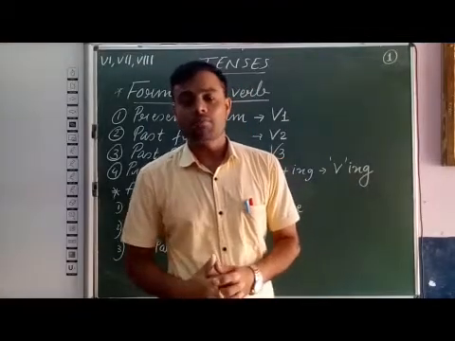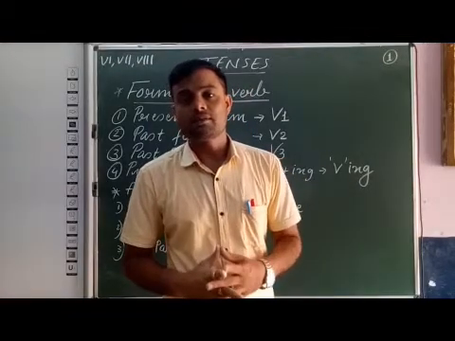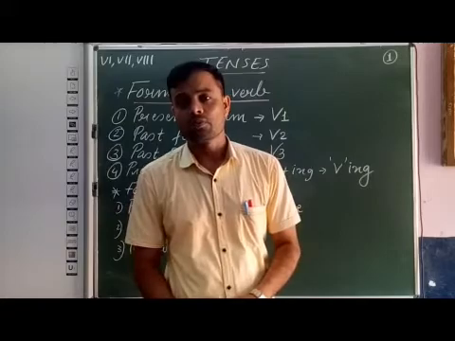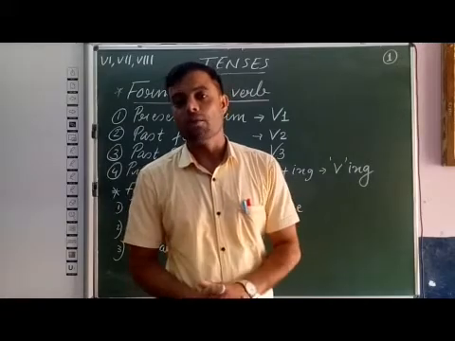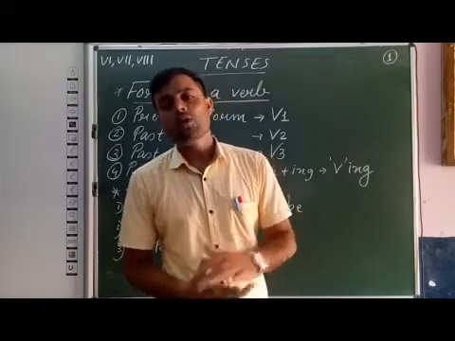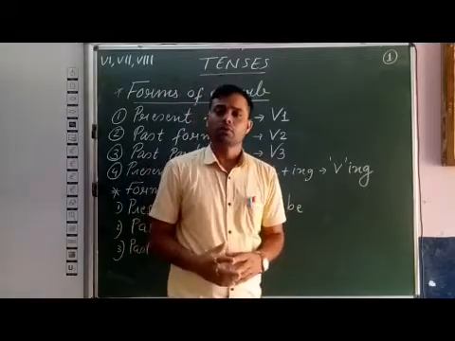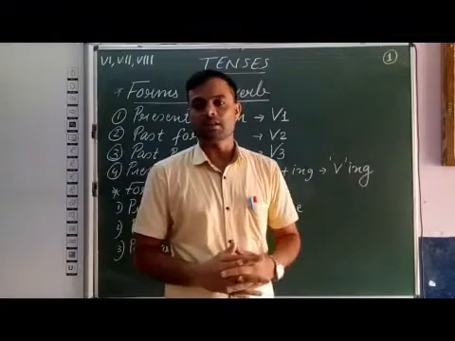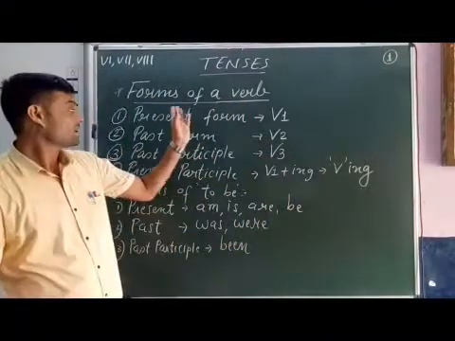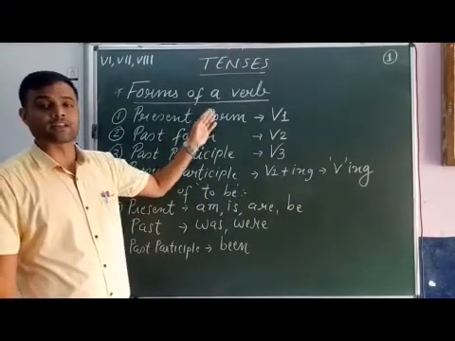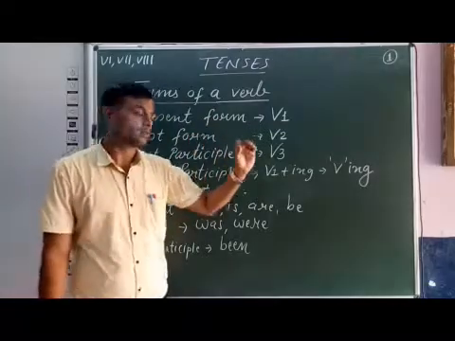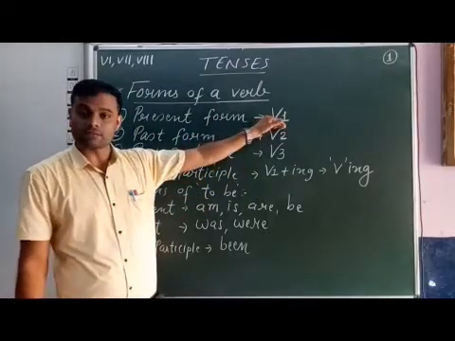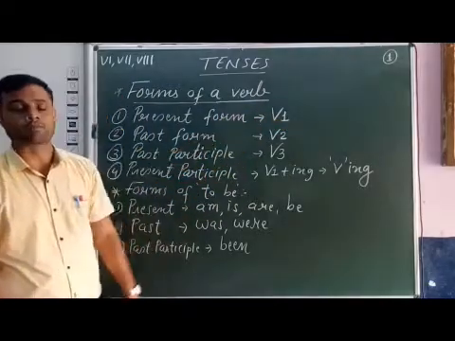The tense of a verb shows when the action is carried out. There are four forms of verb. So this we have to remember to understand tenses better. First form of the verb, that is present form. We can denote it as V1. V1 means present form.